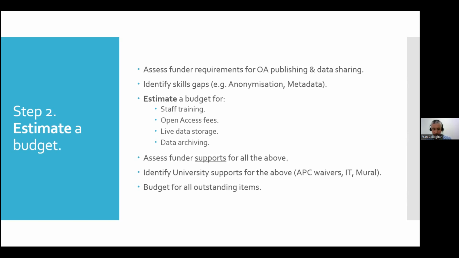Identify skills gaps in yourself and in your team. So that can be in terms of anonymization or metadata. And then, again, the emphasis is on estimate a budget for staff training to close those skills gaps in the team, to cover open access fees for open access publishing, which could be mandated by your funder, your live data storage, and your data archiving. So again, that dichotomy between live data and post-project data.